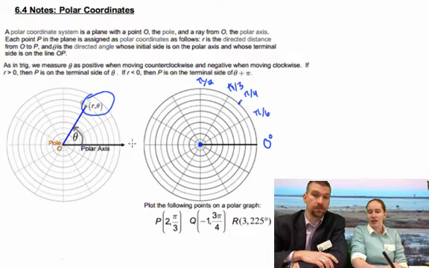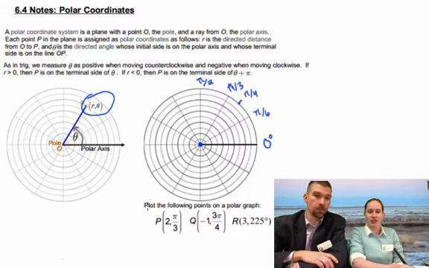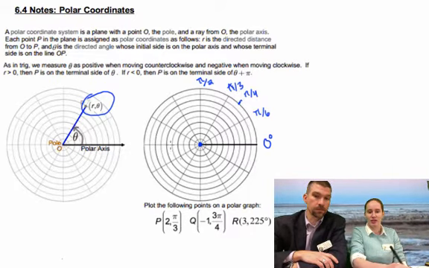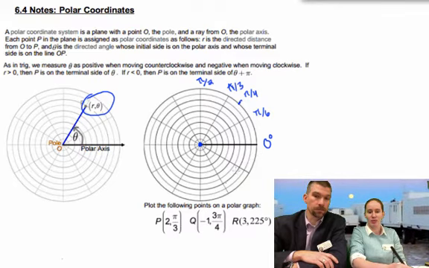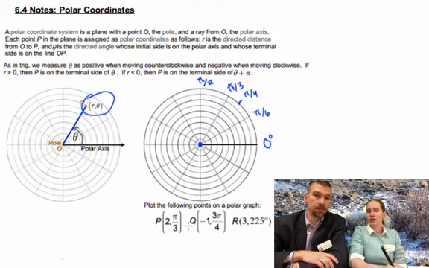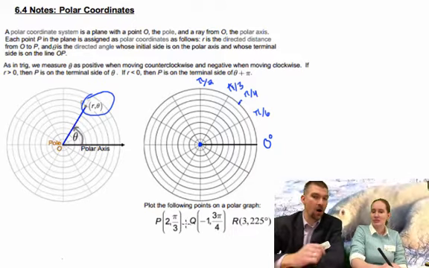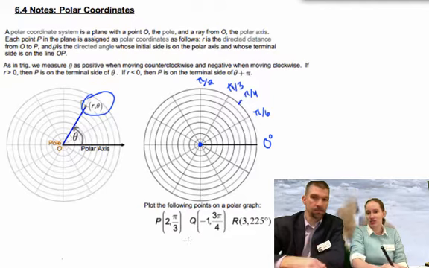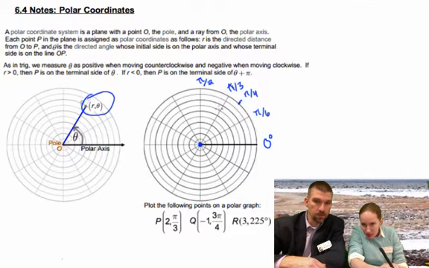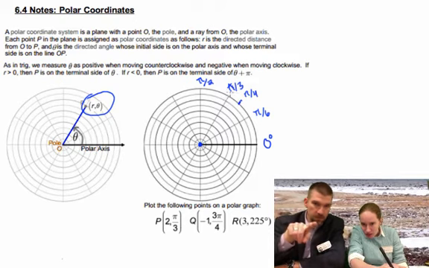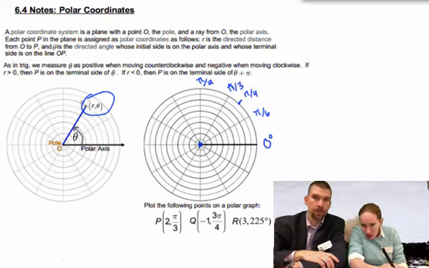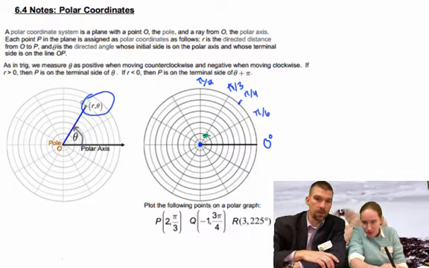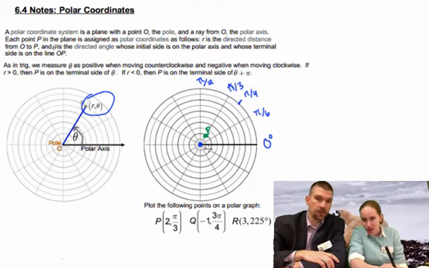So if we want to plot some points down here, this is technically example one, even though it doesn't say that anywhere. Plot the following points on a polar graph. This first point, 2 comma pi over 3. I like to start with theta, because it's not real helpful to go out to 2 first. We need to go to pi over 3, which is this line right here. So we need to rotate pi over 3 units. On this line, we're going to go 2 out, and each of these marks is 1, so that 2 is right here. That's P right there. 2 comma pi over 3.